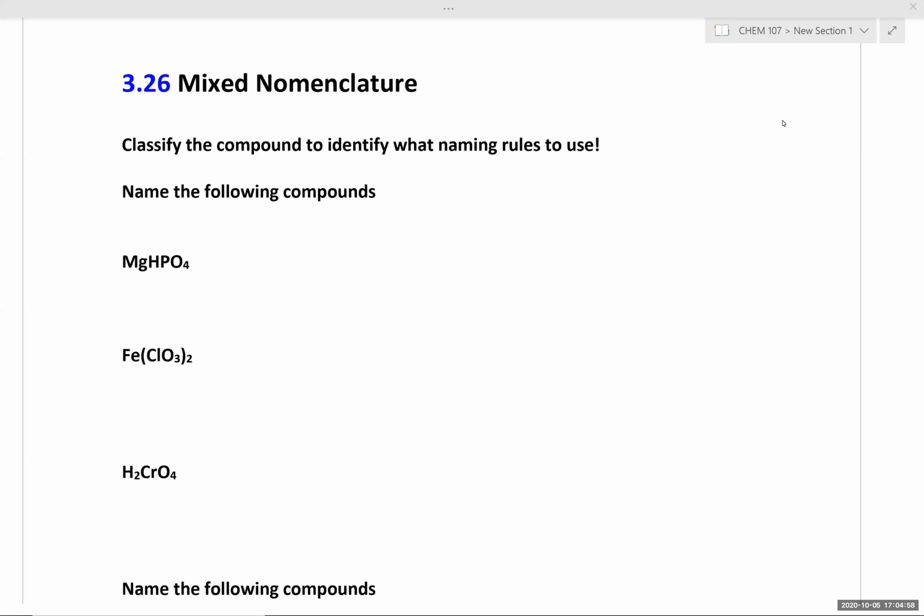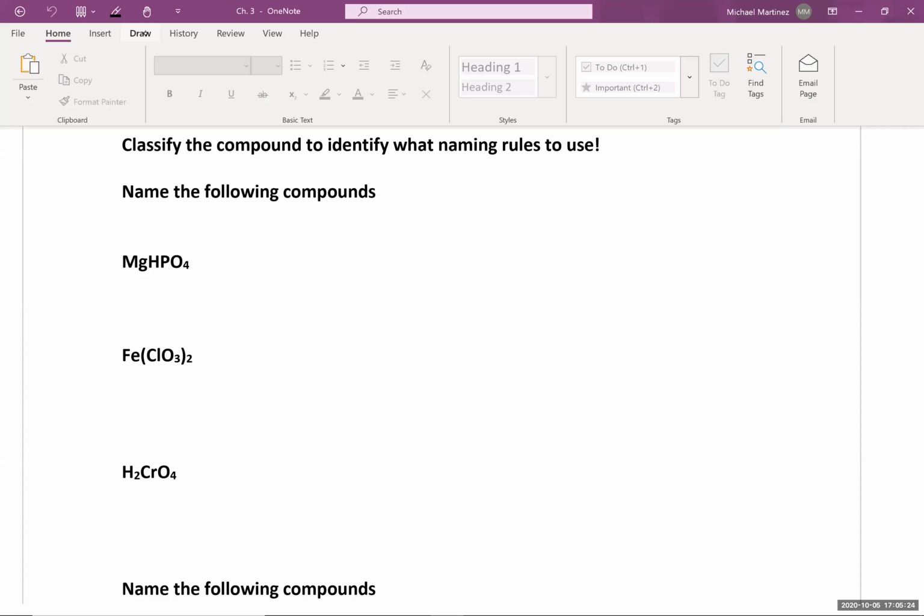Okay, so as we last left off, we were discussing nomenclature, naming different compounds, be it ionic compounds or covalent compounds. So you need to be able to classify the compound in order to effectively name it. So let's do a few examples and let's work through these examples. So our first goal in this entire process is to classify each of our compounds.